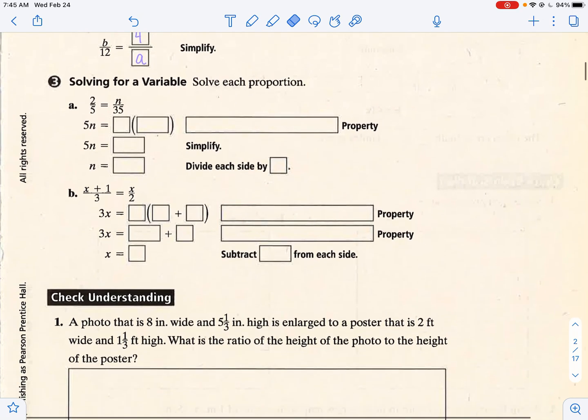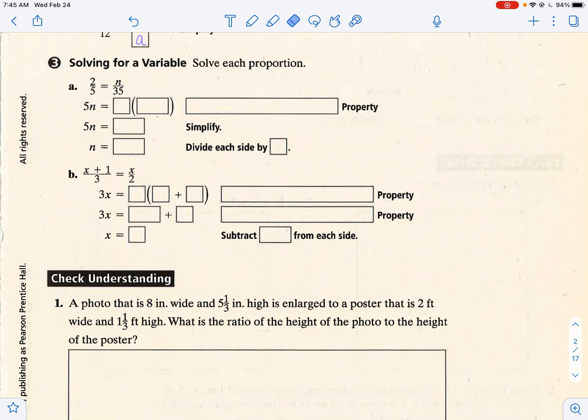Okay, solving for a variable. You can use cross products to solve for variables, and it's a fairly straightforward process. So using the cross product property, 5 times n is equal to 35 times 2. If we simplify that, 35 times 2 is 70. And then we have to divide both sides by 5 to find out that n equals 14.